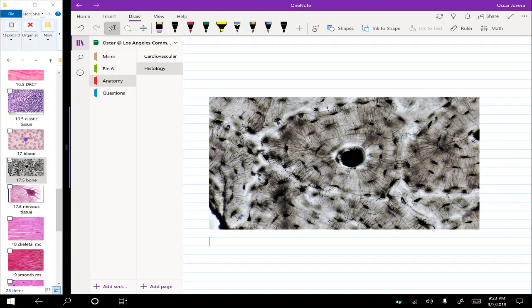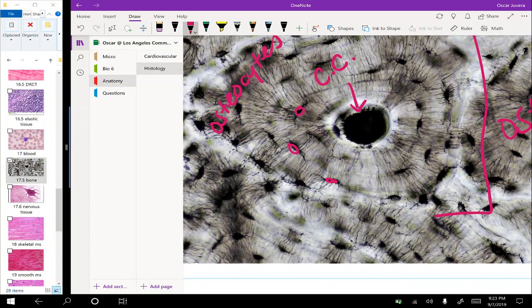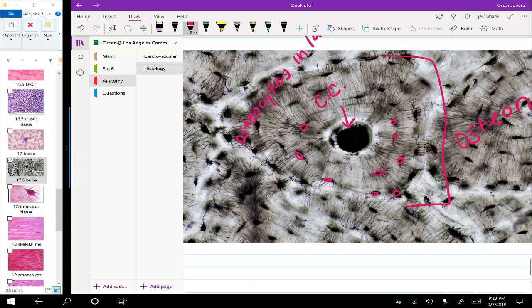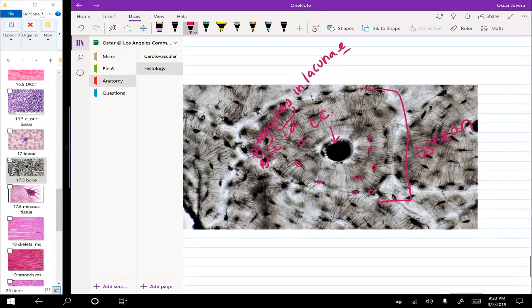And take a look. So this whole thing, this whole bracket, I'm going to switch color to red. This whole bracket right here, we call that the osteon. Right in the center, we have the central canal. And these right here, these are the osteocytes in lacunae, with an E for plural. So again, these are the osteocytes in the lacunae. The prefix osteo refers to bone, cyte, cells. So they're bone cells right there.